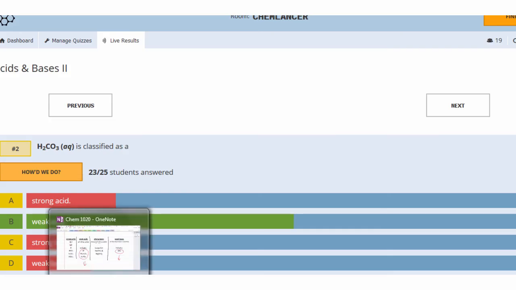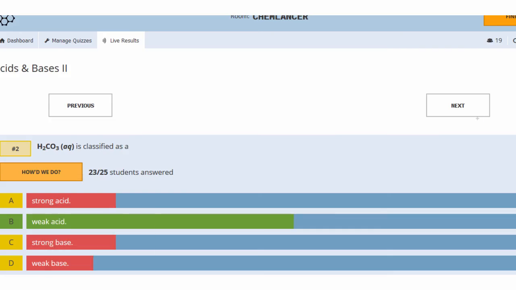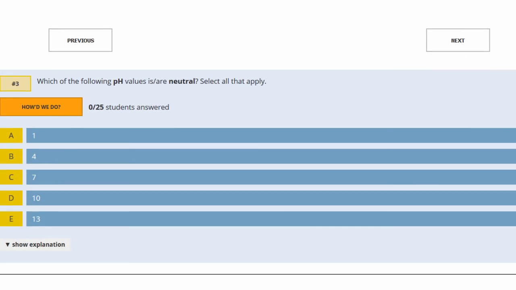All right, next 3 questions. They're not things that we've covered yet, but things that you've probably heard in the past. And so I want to see what you already know about pH. The next 3 are about the pH scale. So which of the following pH values is or are neutral? 5, 4, 3, 2, 1. And we're going to come back to that one.